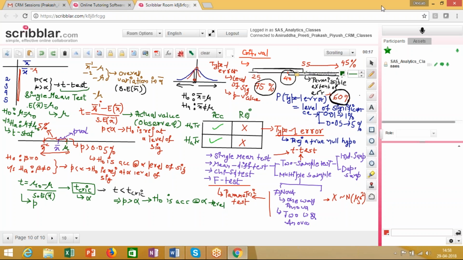So just go through this, whether this p greater than alpha and whether this testing rule is clear or not. Just go through this for a minute, then we'll start.